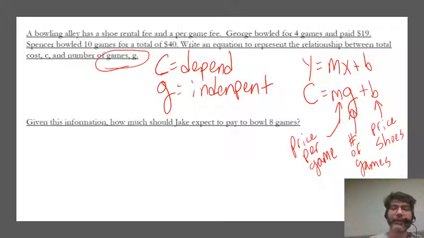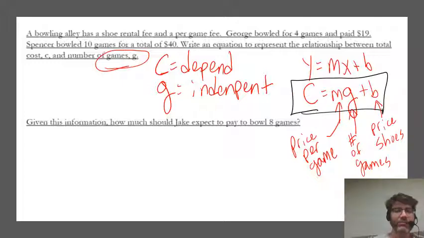So m here, the slope, is the price of a game. G is the number of games. So if you multiply G, the number of games, times the price of a game, then you get the total cost coming from the price of the games. If you add that to your shoe rental, you get the total cost C for the entire evening. Okay, so this is the answer right here for the first one. C equals mG plus b.